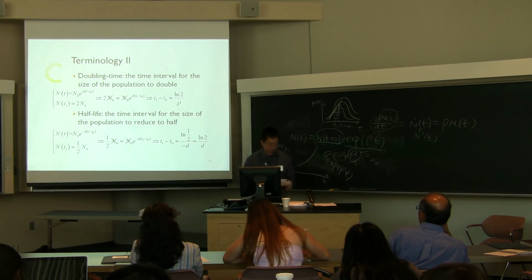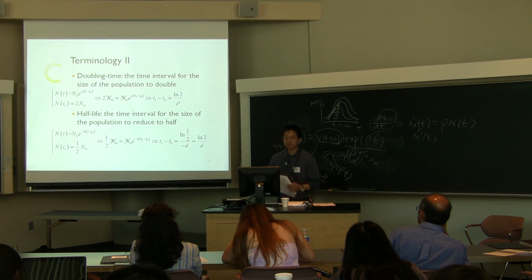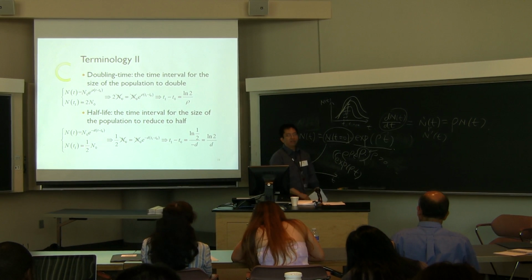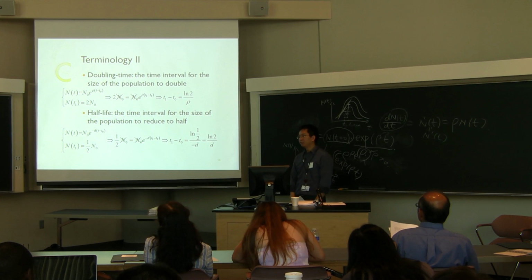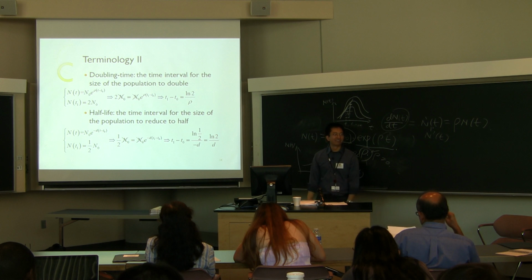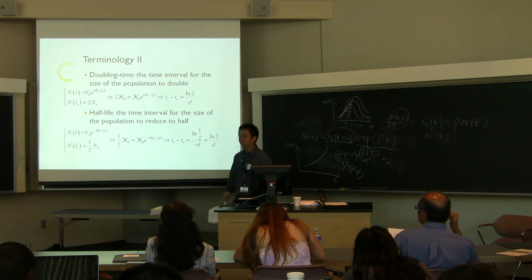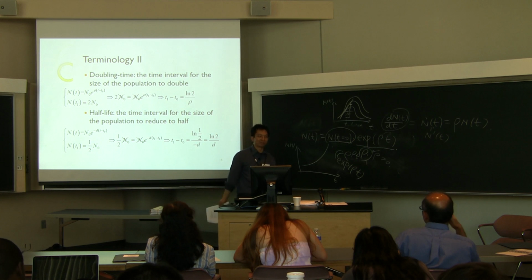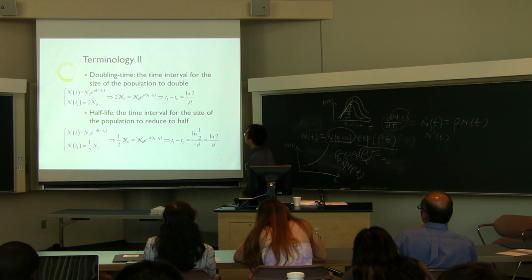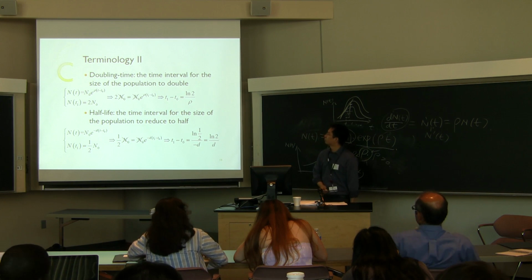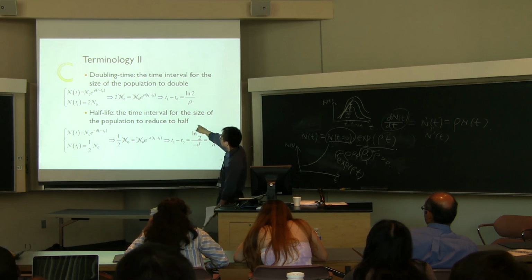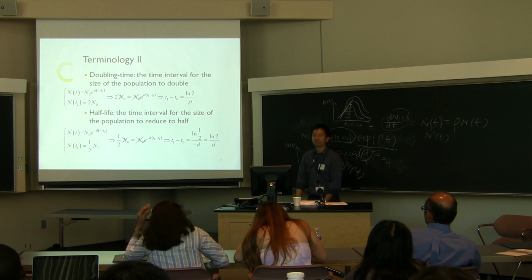Now here is some more terminology. I believe you should have met this kind of terminology before: doubling time and half-life. When modelers publish papers, many times we talk about half-life and doubling time. So what do they mean? Doubling time is the time interval for the size of the population to double. The definition is simple. Half-life is the time interval for the size of the population to reduce to half.